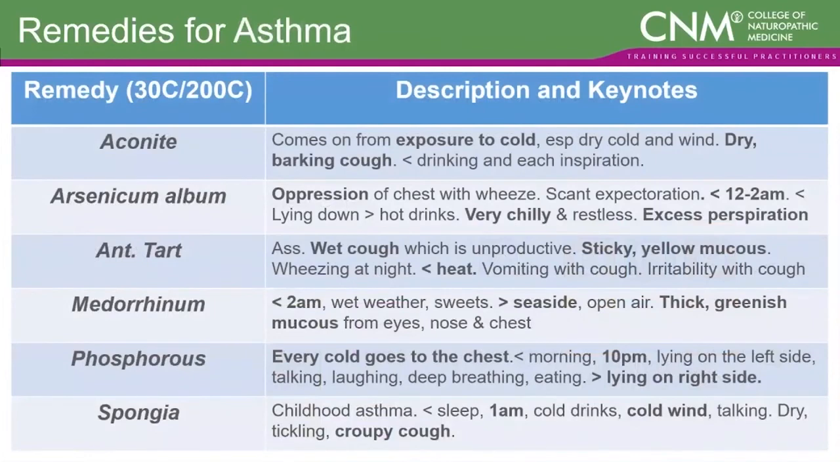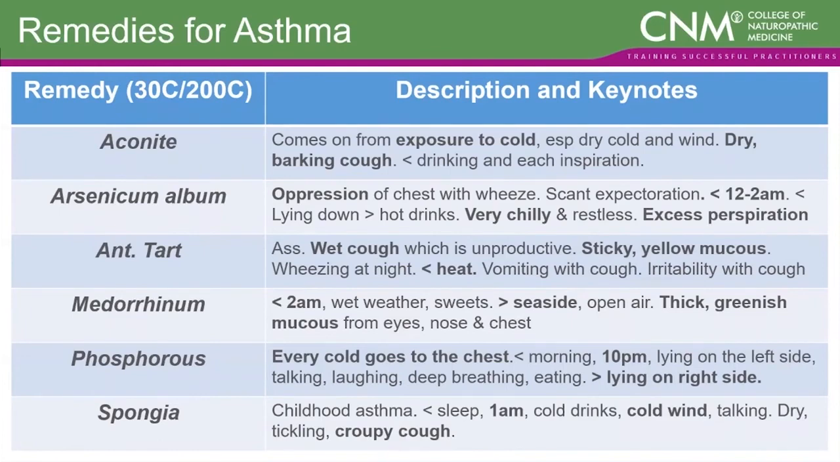All right, and then let's look at some remedies for asthma. Aconite is not one that is typically used for chronic ongoing asthma, but I most certainly find it's a useful one to have on hand when people get episodic asthmatic attacks, particularly if they come on from unusual exposure to cold, or from anxiety or stress responses.